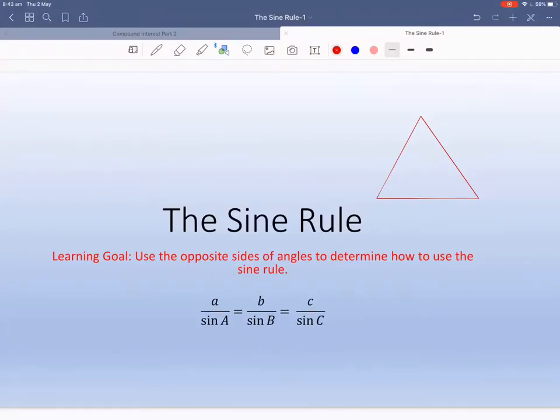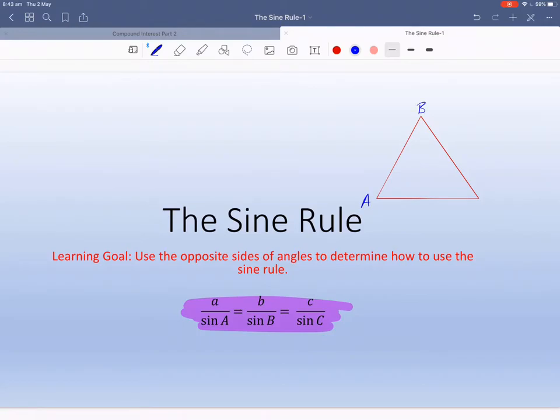So in this lesson we're going to learn about the sine rule. And the sine rule is this equation down here. And undoubtedly in any exam that you do, you will have it there, okay? And it's in your formula sheet. So let's look at it.